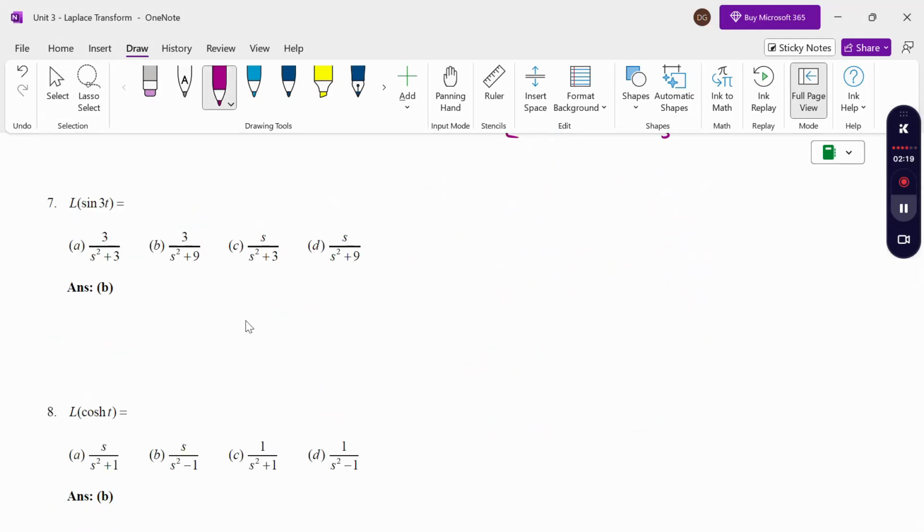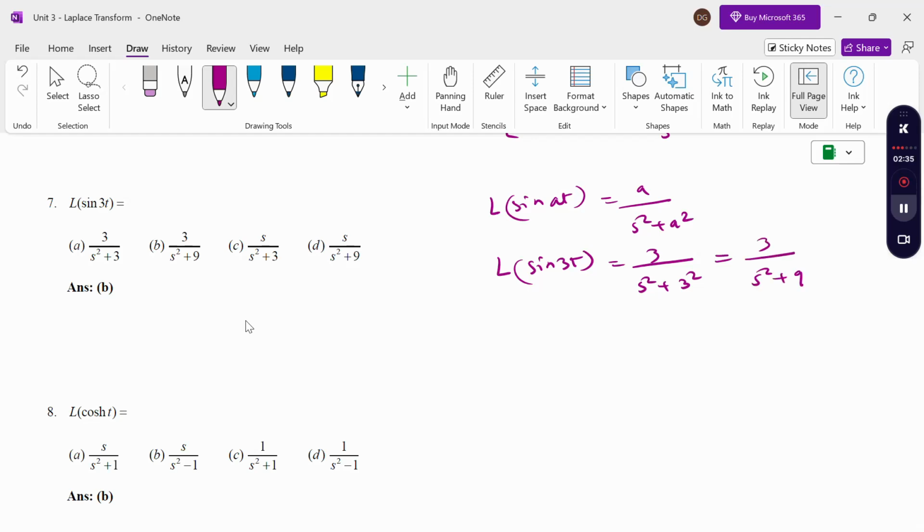And L of sin at is a by S square plus a square. L of sin 3t is 3 by S square plus 3 square, therefore 3 by S square plus 9, option B.